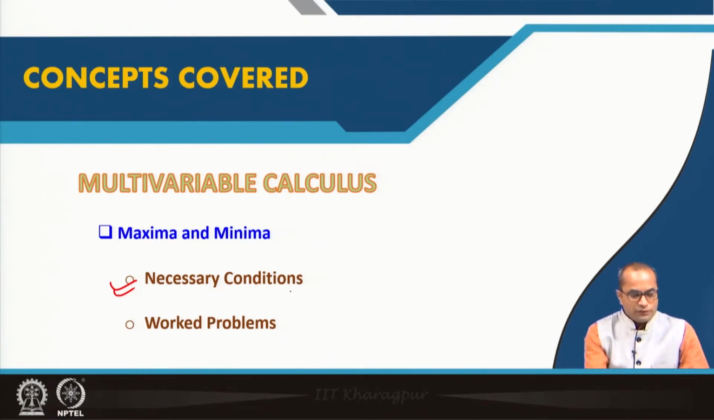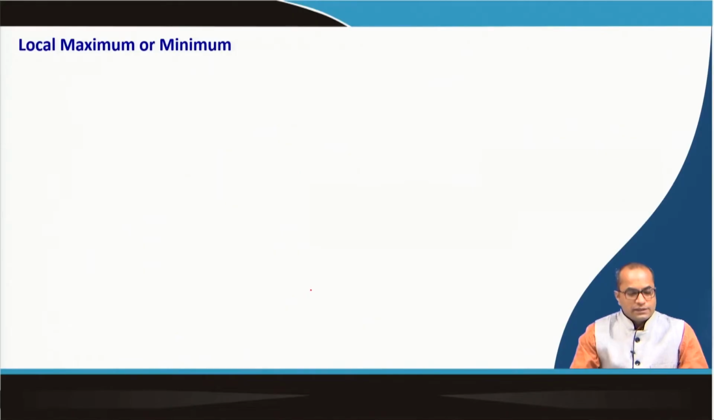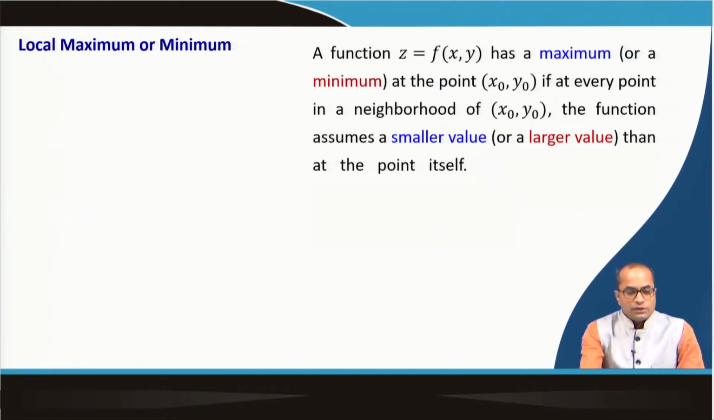Before we go to the necessary conditions, let me introduce what we mean by local maximum and local minimum. There are a few more terminologies which need to be cleared before we go for the necessary conditions. A function z equals f(x, y), we have already discussed such functions of 2 variables, has a minimum or maximum. Let me introduce the maximum first.